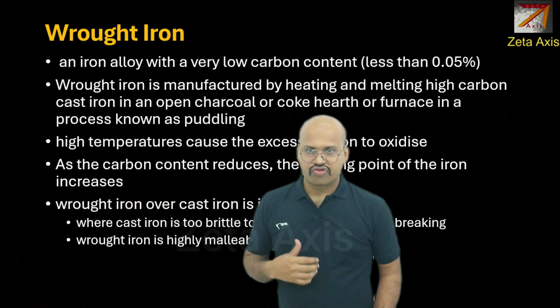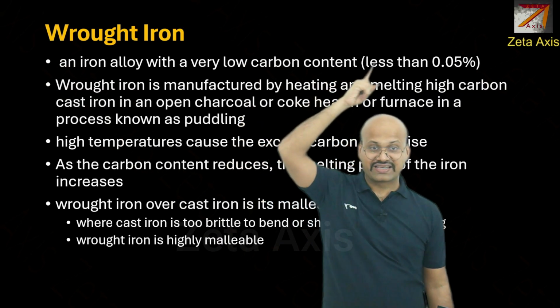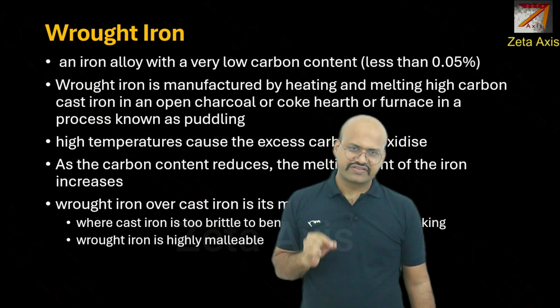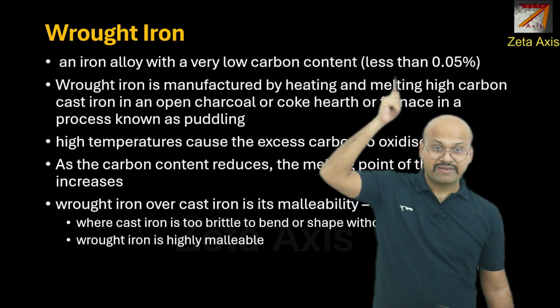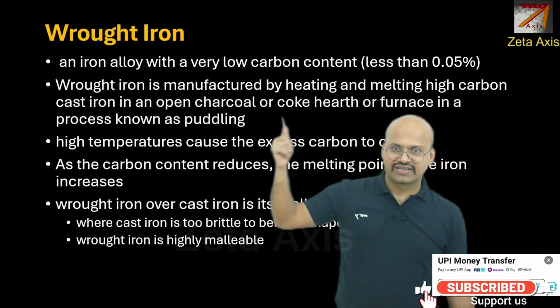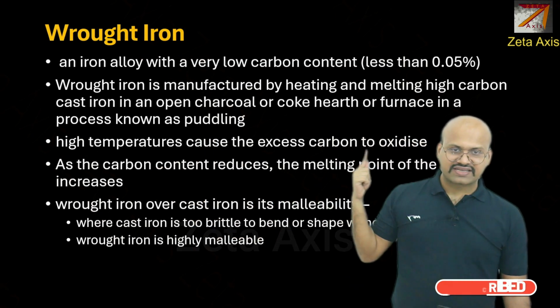Now, what is wrought iron? It is an iron alloy with very low carbon content, less than 0.05 or even slightly 0.15%. So, it has a very small quantity of carbon. Wrought iron is manufactured by heating and melting high carbon cast iron in an open charcoal or coke earth furnace in a process known as puddling. Higher temperatures cause the excess carbon to oxidize.